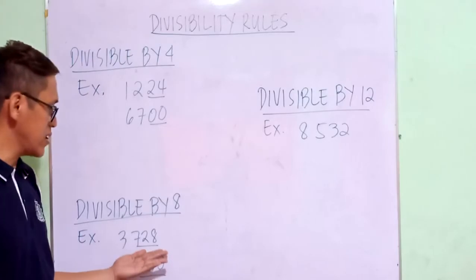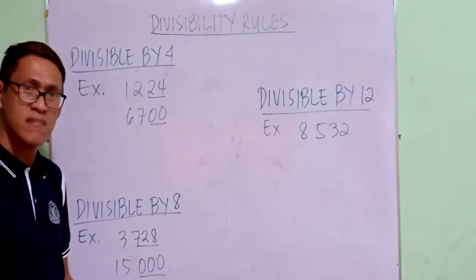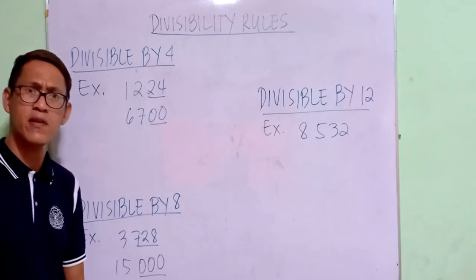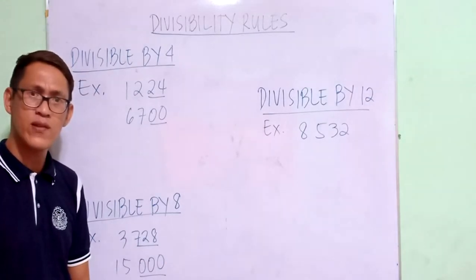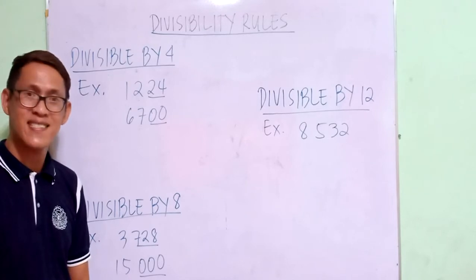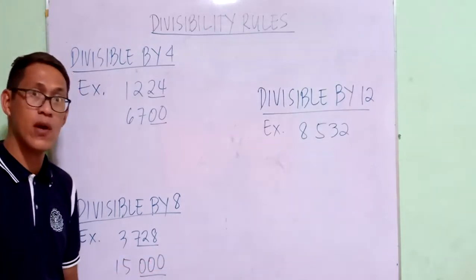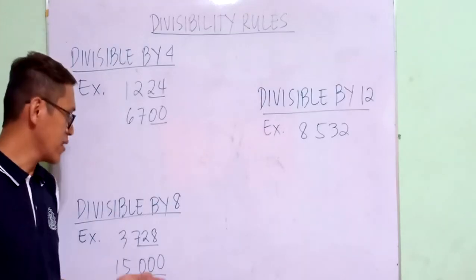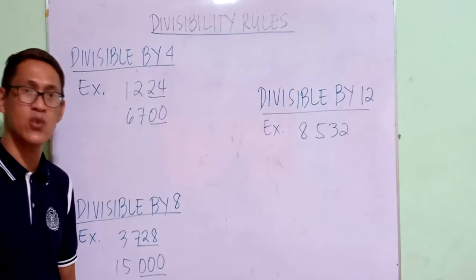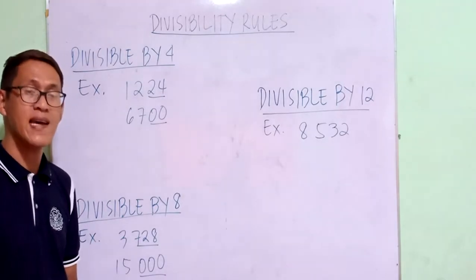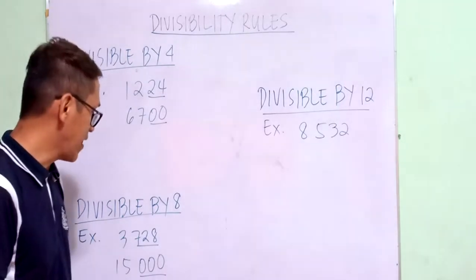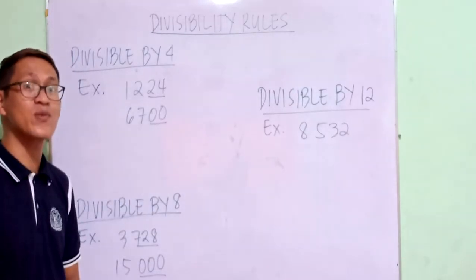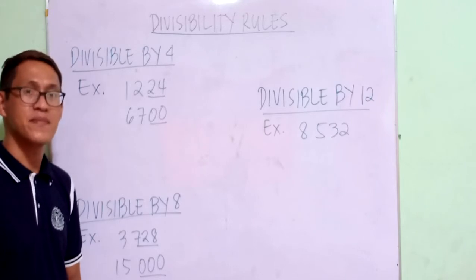If the last three digits can be divided by 8, then that number is divisible by 8. Is 728 divisible by 8? What do you think? Yes. If you divide this by 8, that will give you 91, with no remainder. So you can say that 3,728 is divisible by 8. Or, if the last three digits are zeros, that number is also divisible by 8.